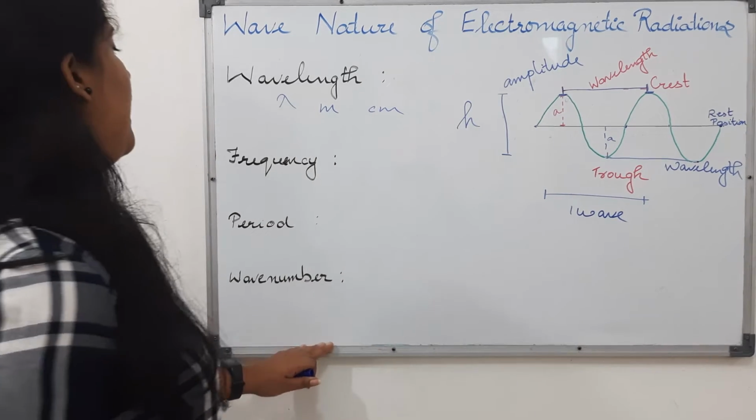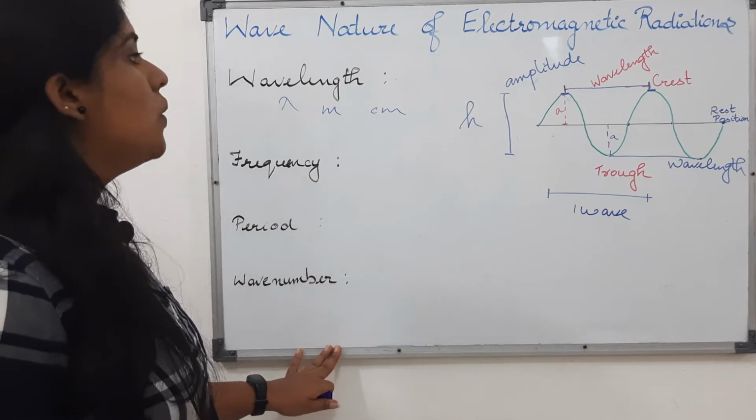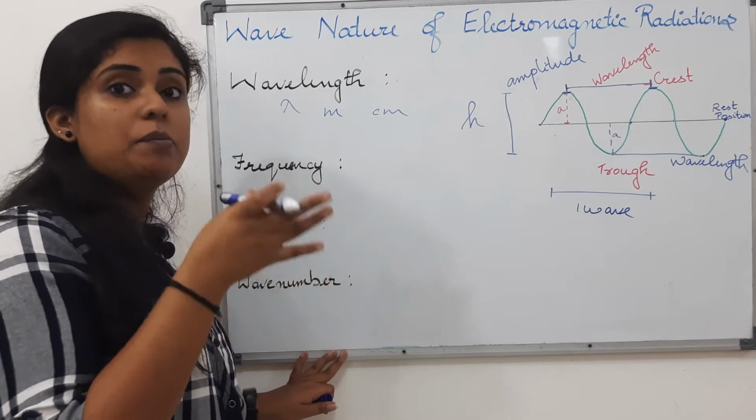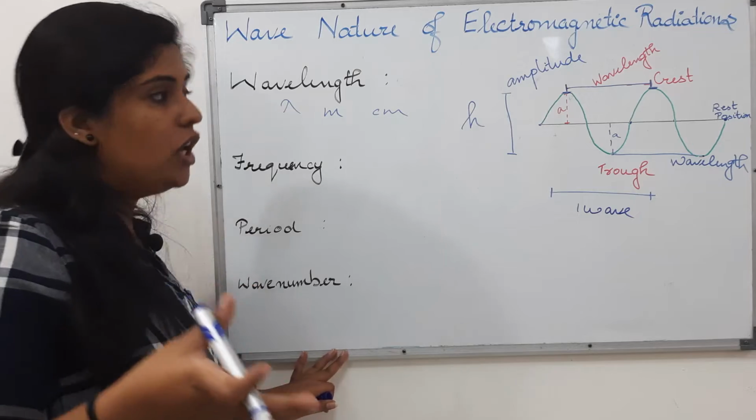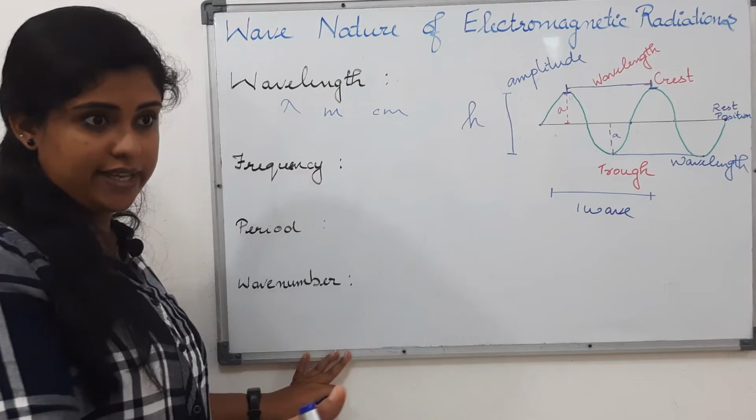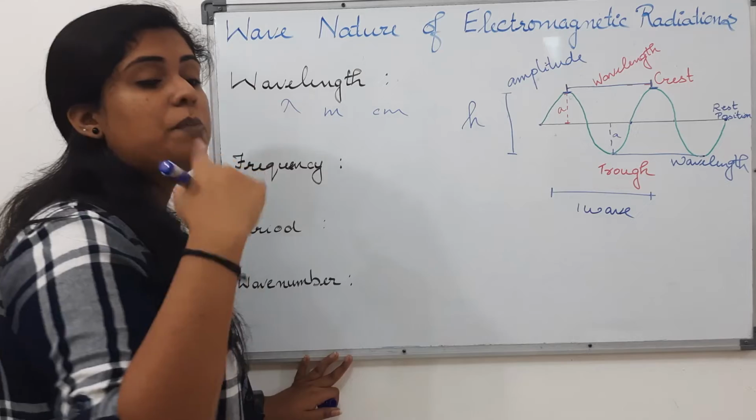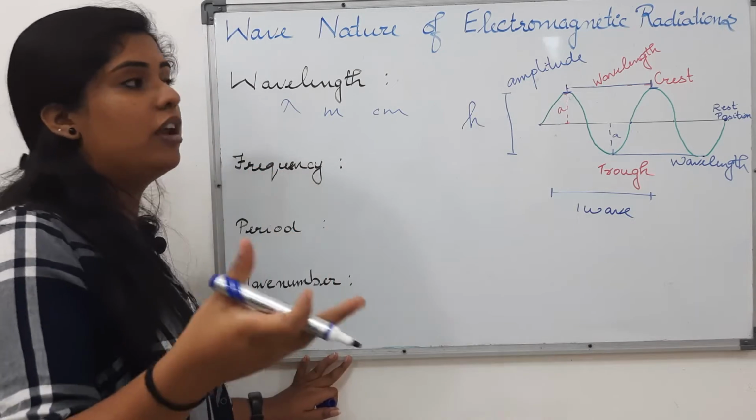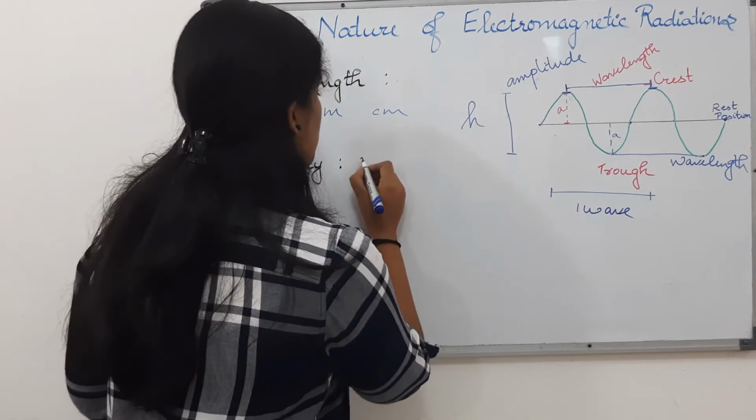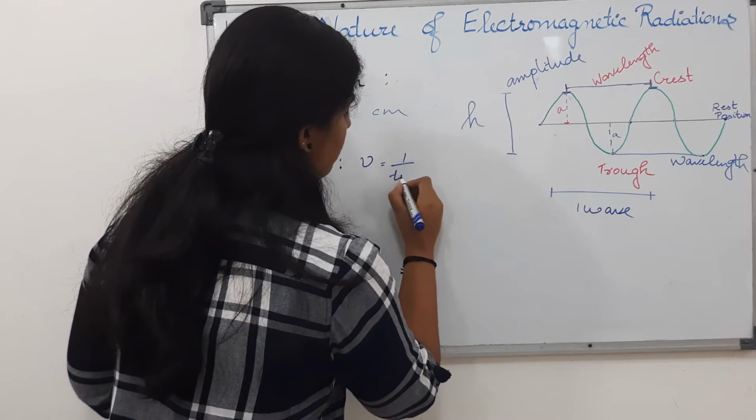Okay, now I have the next term that is associated with a wave, which is the frequency of the wave. So frequency corresponds to the number of waves that pass through a given point in a given period of time. You fix a point and you fix a period of time, say maybe 10 seconds or 20 seconds, and how many waves pass through that point in that given period of time. That corresponds to frequency, which is represented by the letter nu, and frequency nu is 1 by time. It is the inverse of time.